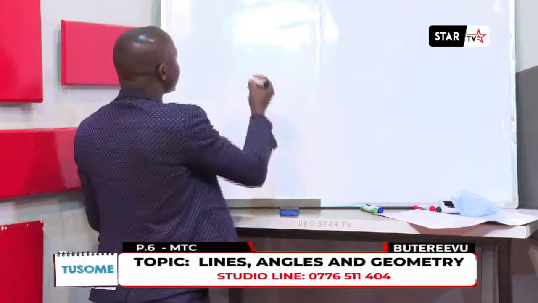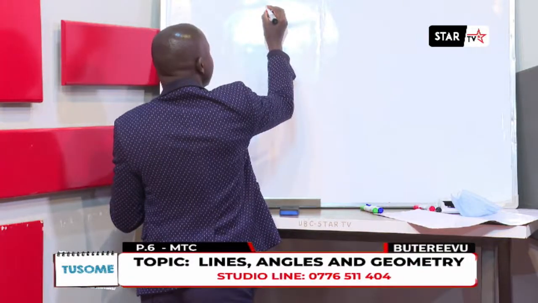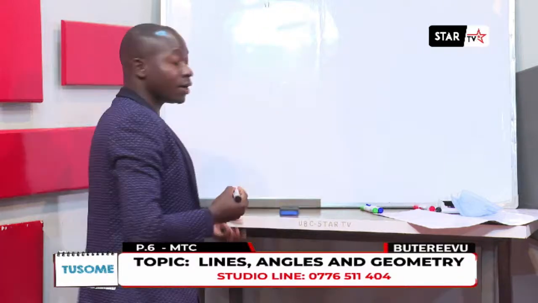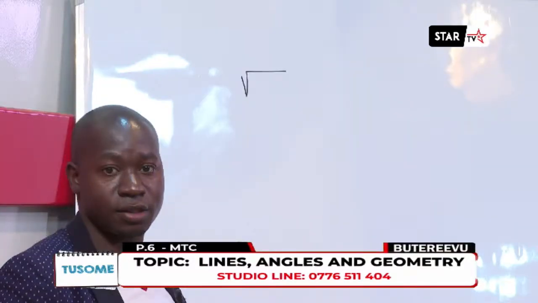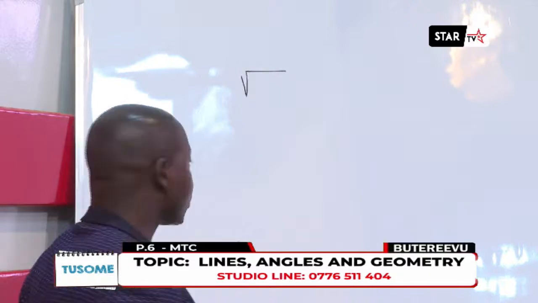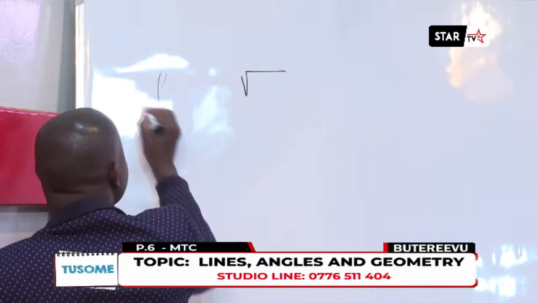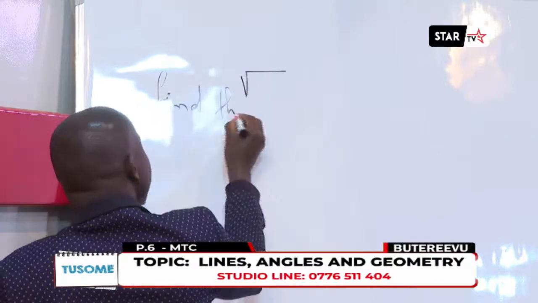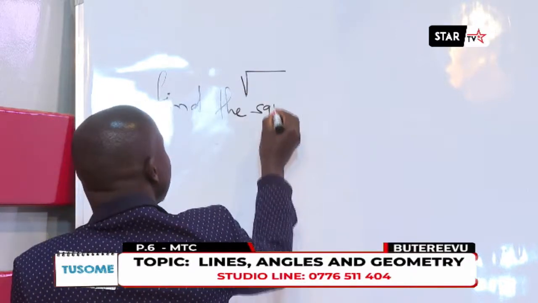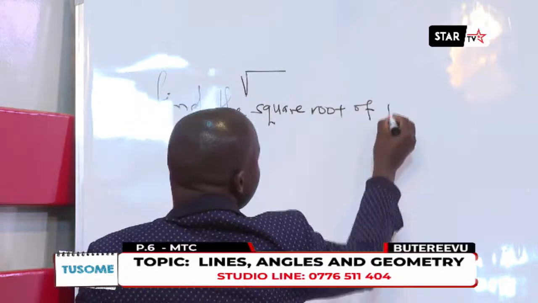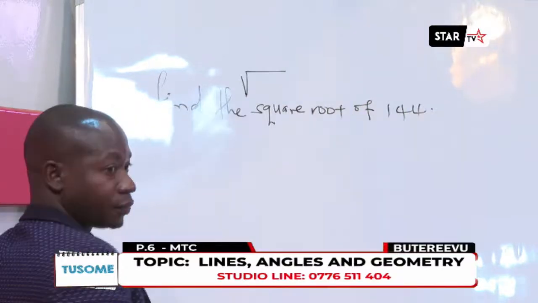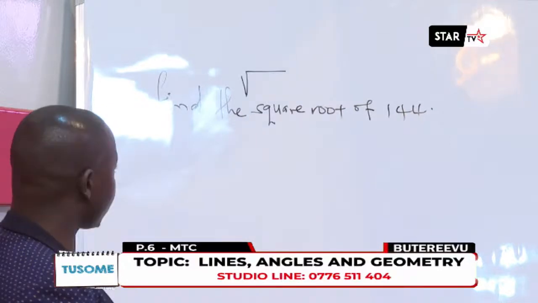There is a symbol for a square root. Do we recall the symbol for square root? How I wish we all write it. Write it down there. That is the symbol for the square root. My dear, how do we find square roots? I know we have looked at that. For example, we can be asked to find the square root of 144. Find the square root of 144.